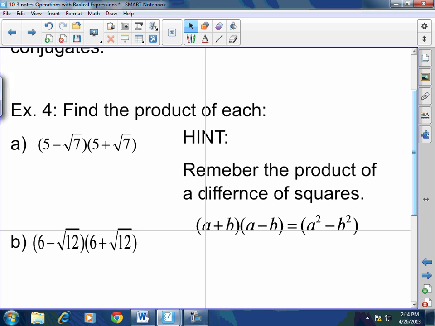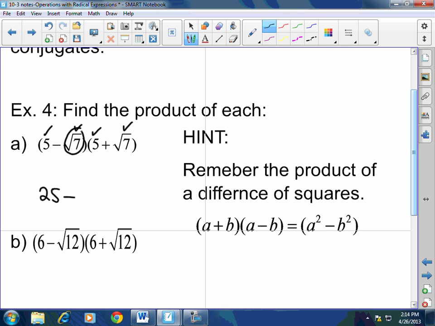Hint. Remember the product of a difference of squares. When you're multiplying conjugates, guys, you're basically multiplying a difference of squares. And a difference of squares states that if you have a squared minus b squared, when you factor that out, it's going to be a plus b times a minus b. So, think about this. Isn't this the same a? And isn't this the same b? So it's basically going to be the first term squared minus the second term squared.